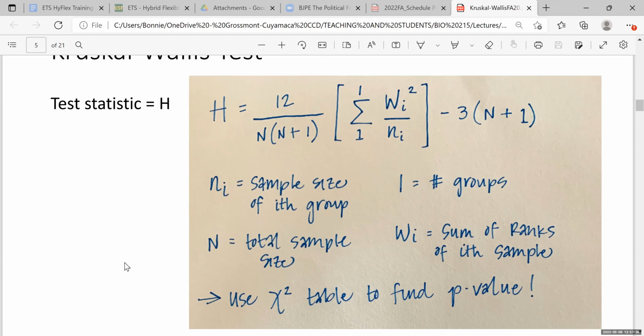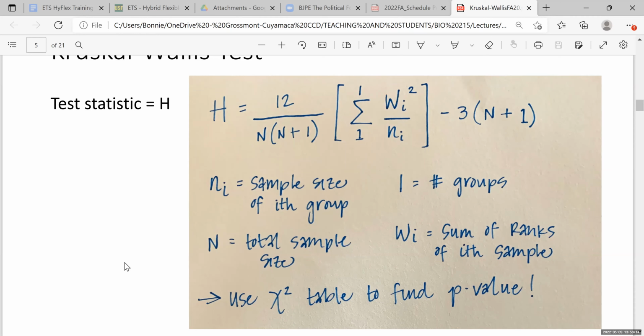Capital H has kind of a strange looking equation. It's a little awkward. I can't explain to you how it's derived or where all these different values come from. Somebody figured it out, but it's not obvious. So we're going to take 12 divided by capital N times capital N plus 1. So capital N is going to be our total sample size, however many total individuals summed up across all our different treatment groups. Each treatment group is going to have a sample size. We're going to call those little n sub i's.